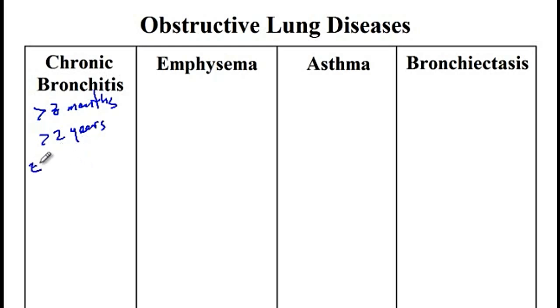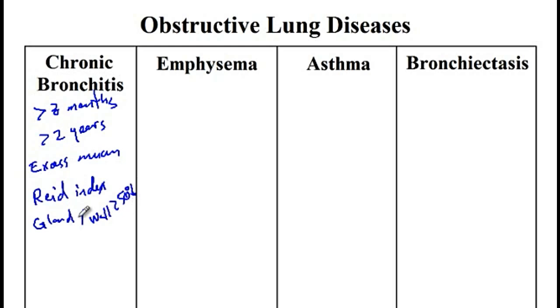And in these patients, there is an excess mucus production, and in addition, due to the hypertrophy of the mucus secreting glands in these patients, the Reid index, which is referred to as the thickness of the glands over the thickness of the entire wall of the lung, is more than 50%. So again, the hypertrophy of the mucus secreting glands will cause the Reid index to be more than 50%. And then the clinical presentations of chronic bronchitis include wheezing, crackles on listening to the lungs, as well as cyanosis.